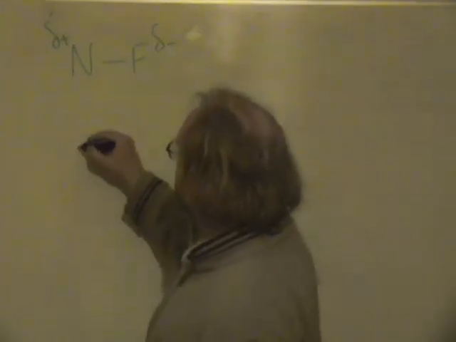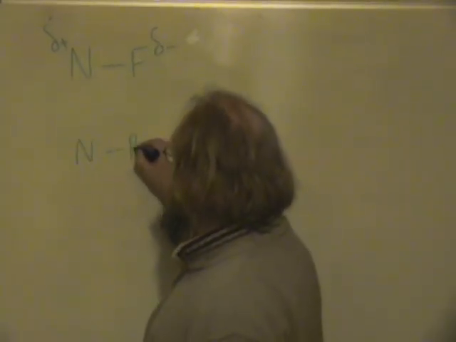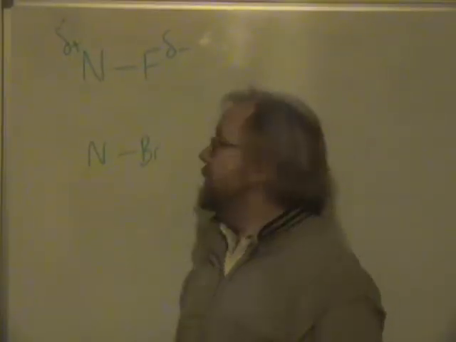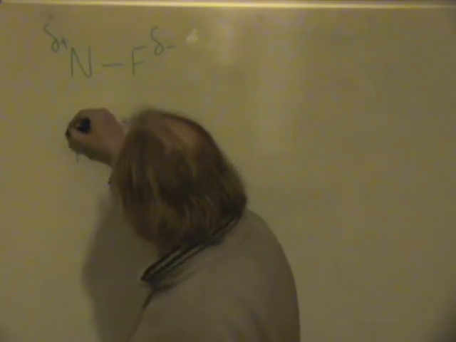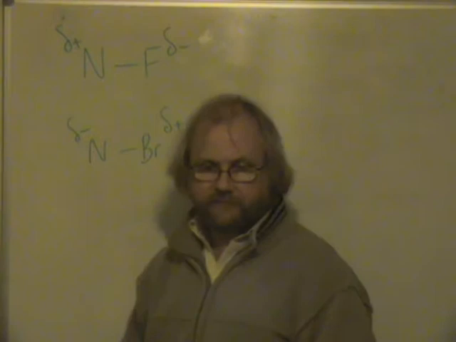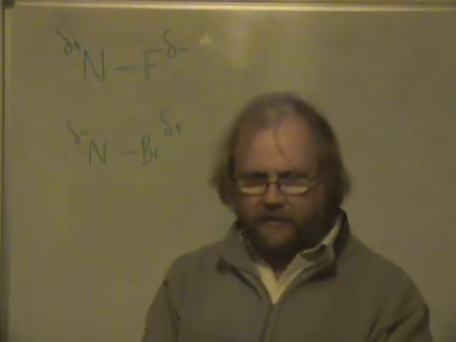On the other hand, when we come to NBr, you can see now the nitrogen is more electronegative than the bromine, and so this time the nitrogen will be delta negative and the bromine will be delta positive. Okay, so that was relatively straightforward.